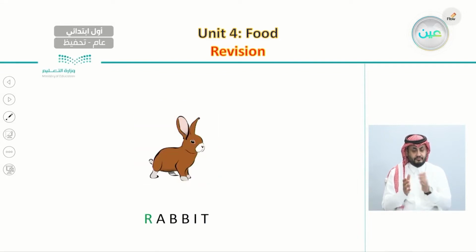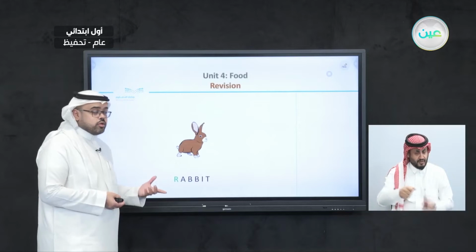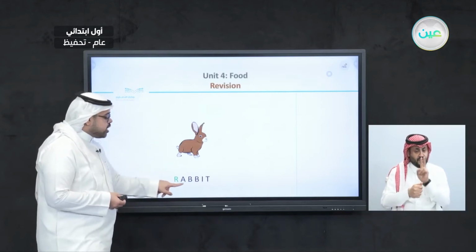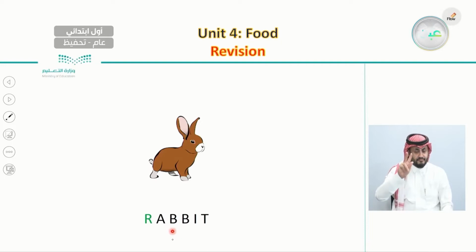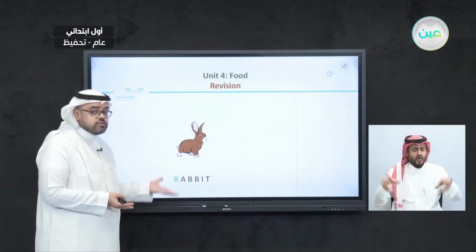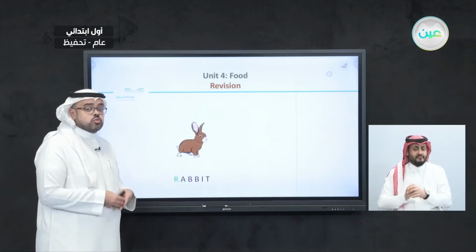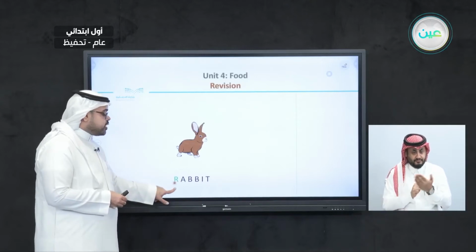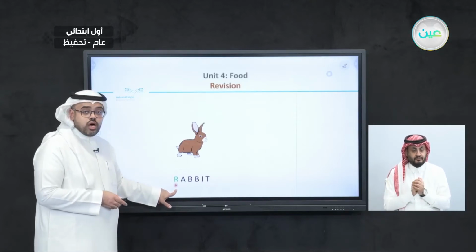Now, let us move on to the fourth word. The fourth word here starts with the letter R, and this word is with this animal, which I'm sure you know. So the fourth word is a rabbit. Rabbit. Say with me, rabbit. So rabbit is a well-known animal and we love this animal, and it starts with the letter here in green, the letter R.